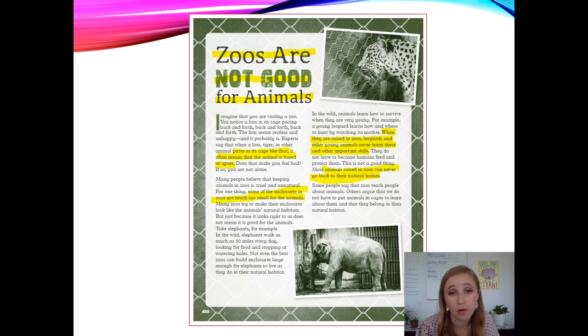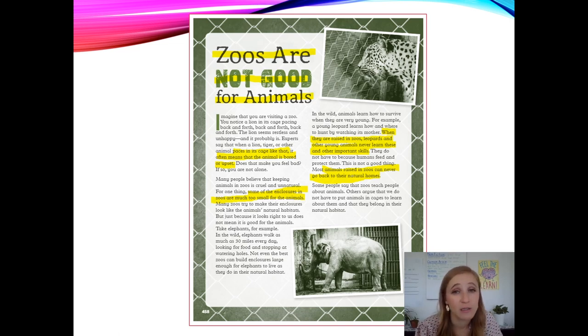Did you underline or highlight the same things in your article? I'm curious to know if you guys found some different reasons too. Let's finish it. Some people say that zoos teach people about animals. Others argue that we do not have to put animals in cages to learn about them and that they belong in their natural habitat.